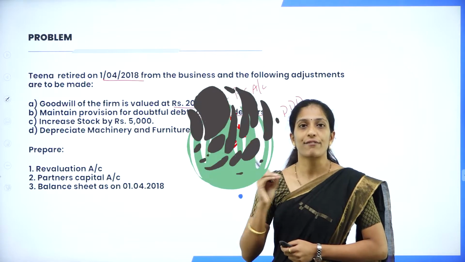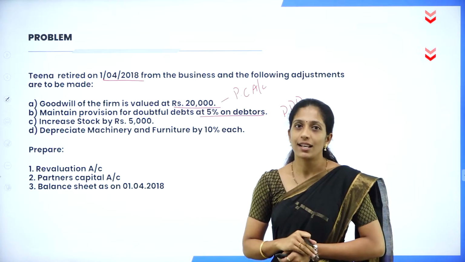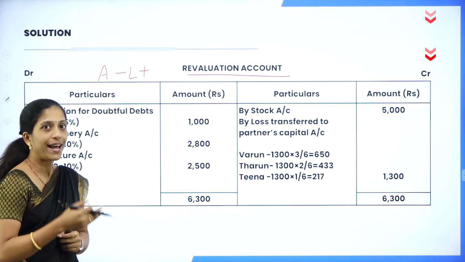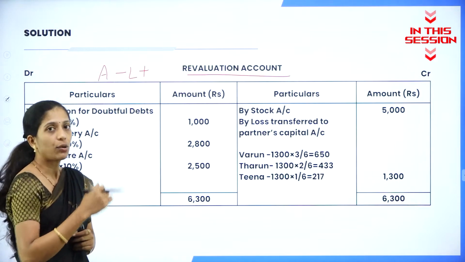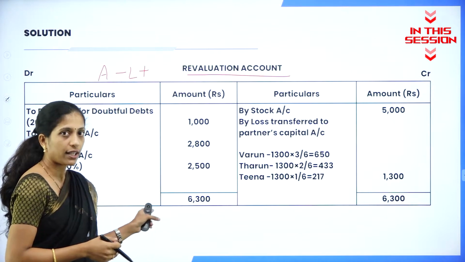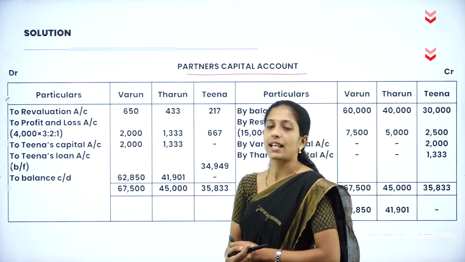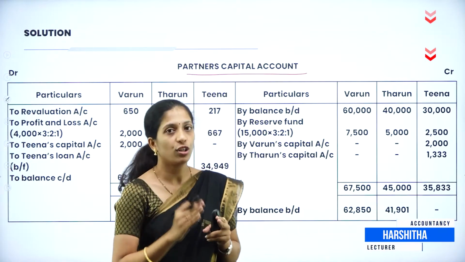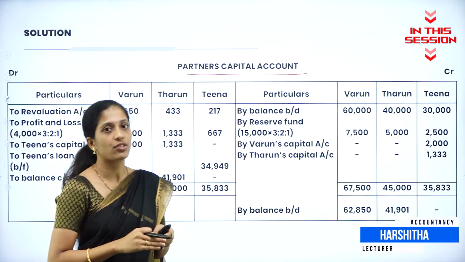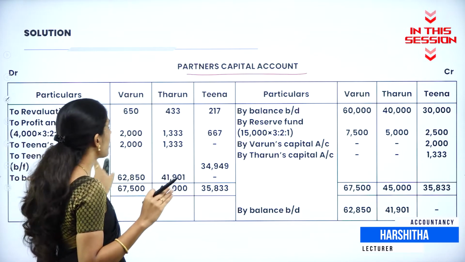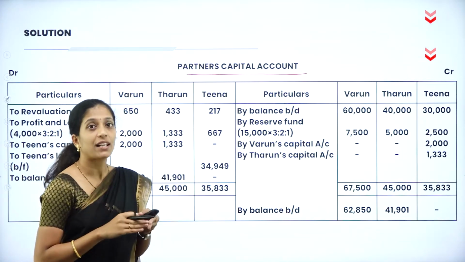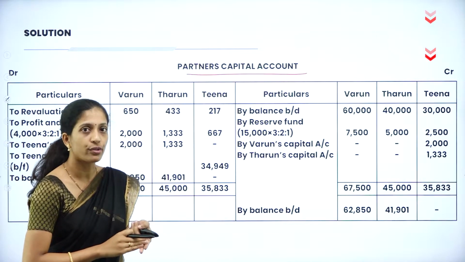Anything which is deducted from debtors is treated as liability. Any assets whose value has decreased and liabilities whose value has increased, you are going to record on the debit side. So the partners' capital account format remains the same. You will have both a debit as well as a credit side. Under the debit side particulars, you will draw a column for each partner, including the retiring partner also.